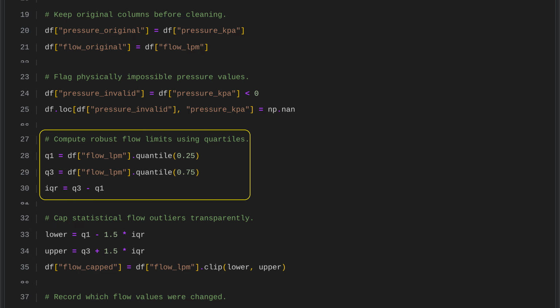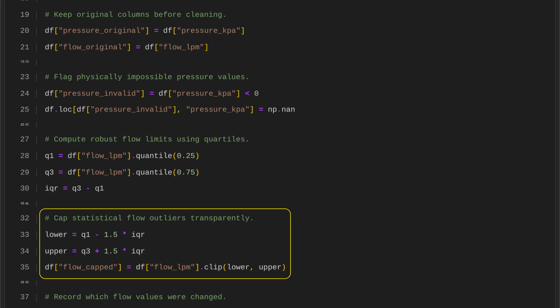To assess the spread of the flow rate data, we find the first and third quartiles, which mark the points below which 25% and 75% of the values fall. The interquartile range is the difference between these two quartiles, showing the spread of the middle half of the data. This measure is useful for detecting possible outliers.